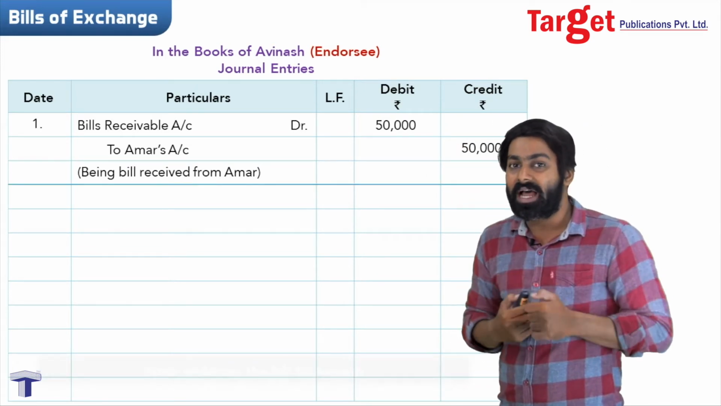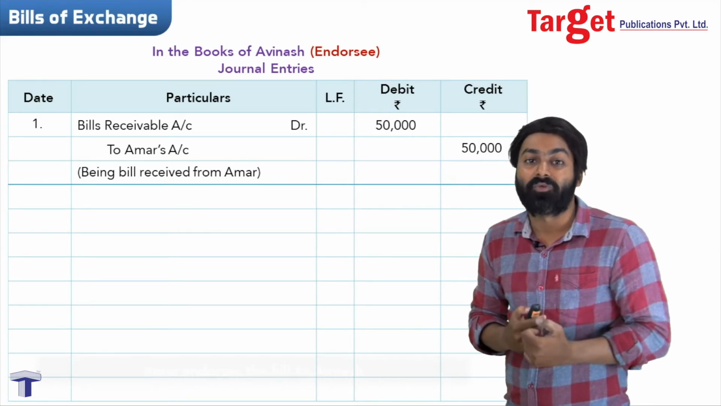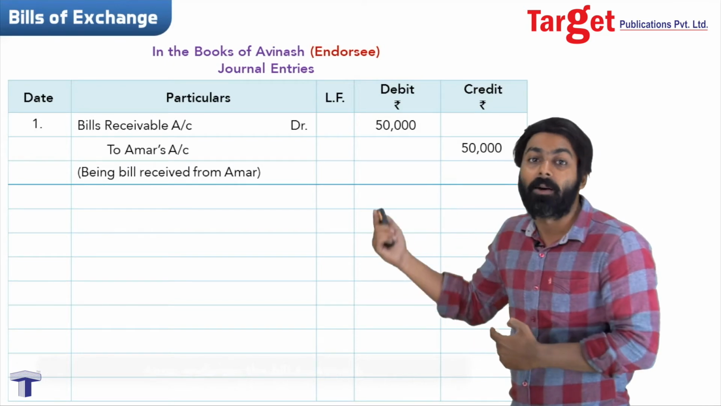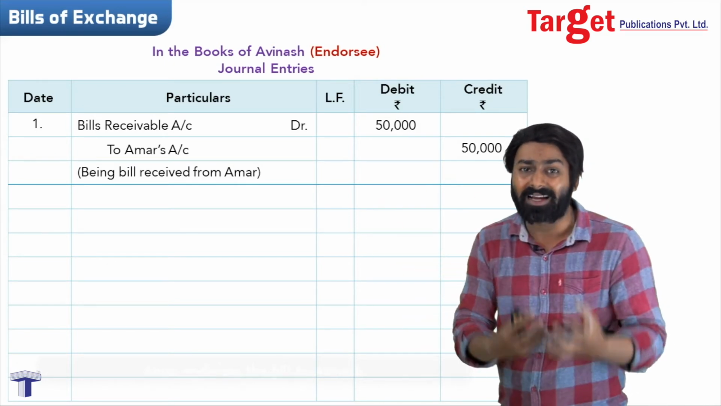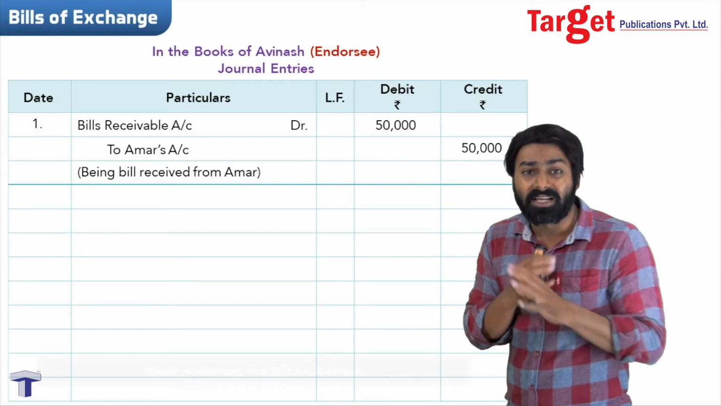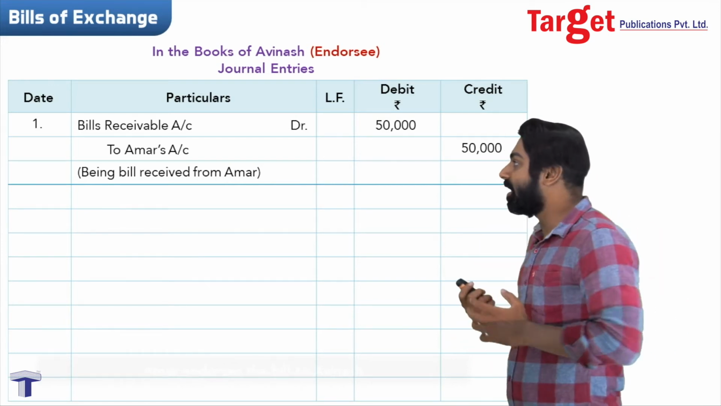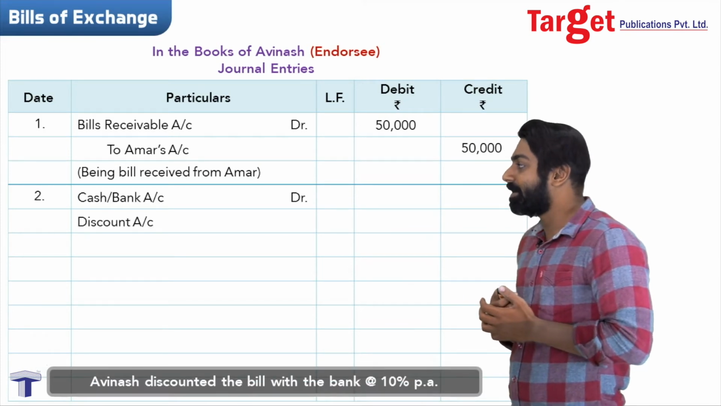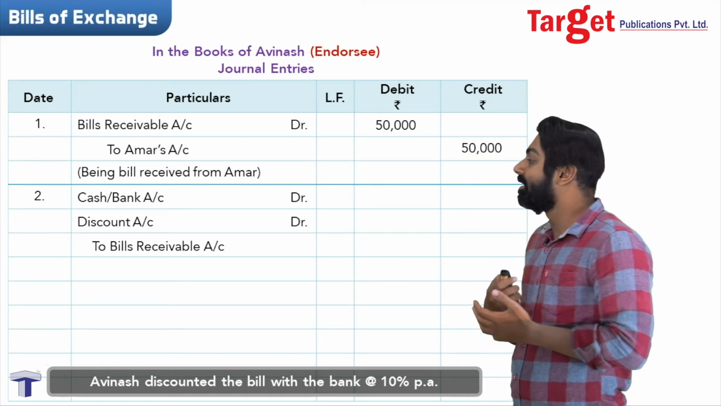Now after this, what happens? Avinash goes to the bank and gets his bill discounted, which he has received from Amar. The bill that Avinash received from Amar, Avinash went to the bank and got it discounted. So the entry for discounting will be Cash/Bank account debit, because Avinash will get cash/bank. Discount account debit because there is a loss, and Bills Receivable credit.